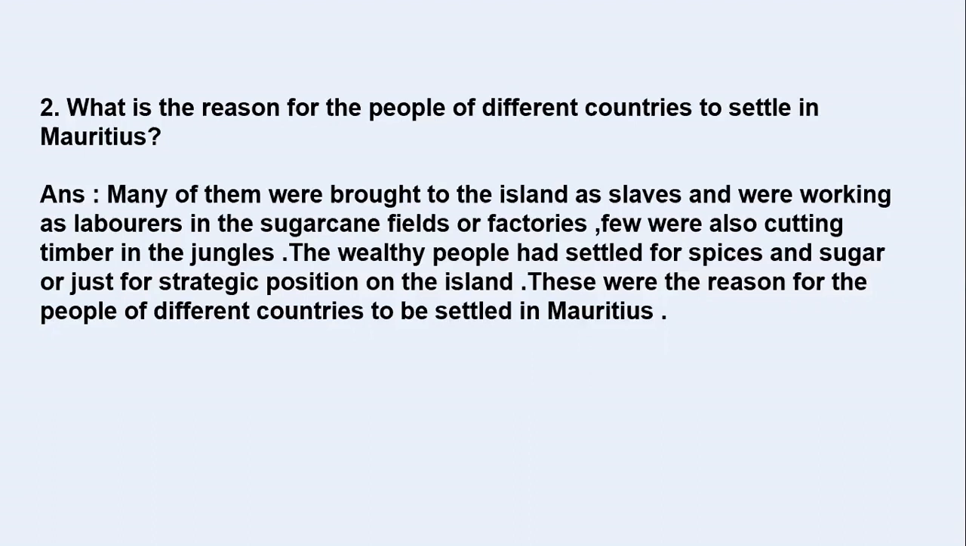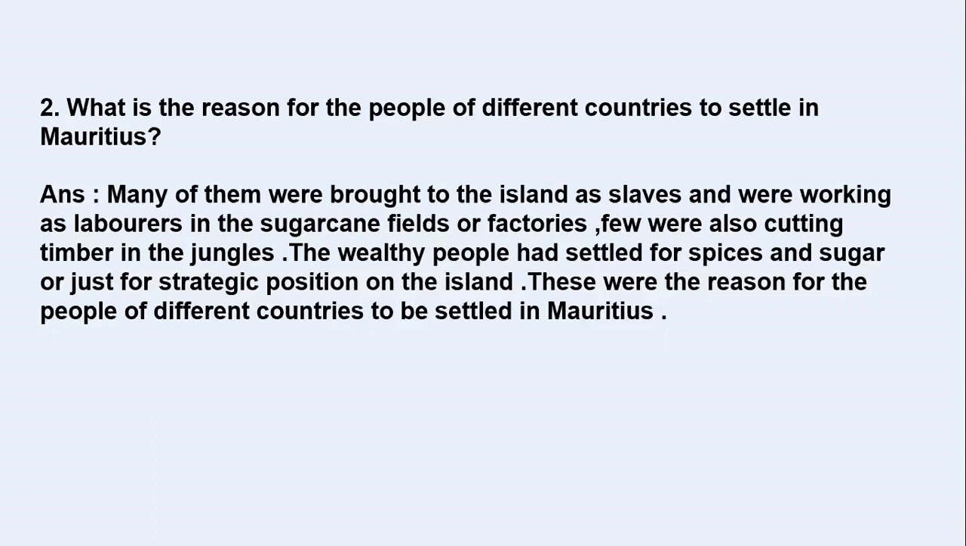So yes, students, when we go to the chapter, we come to know that there were many people who were bought as slaves from other countries, and they were made to work as laborers there in the farms, in the sugarcane fields, in the factories, and some were also working and cutting timber in the jungles.